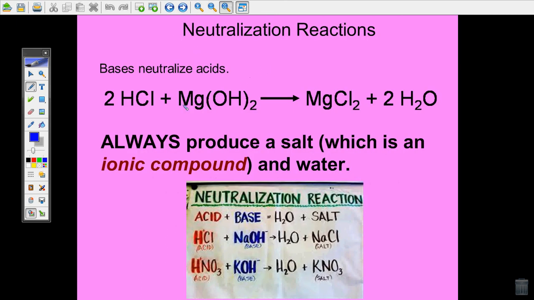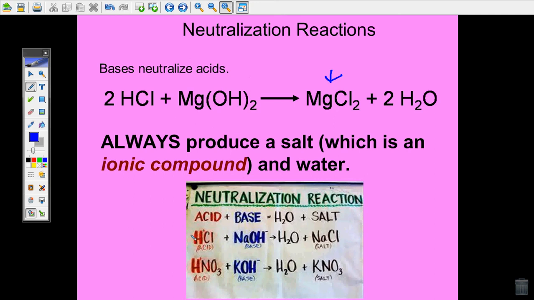Neutralization reactions. So bases neutralize acids, right? They will always produce a salt, which is an ionic compound, so any ionic compound, and water. So you're going to have to be able to recognize if a reaction is a neutralization reaction.